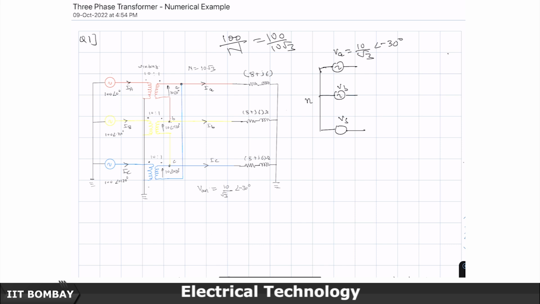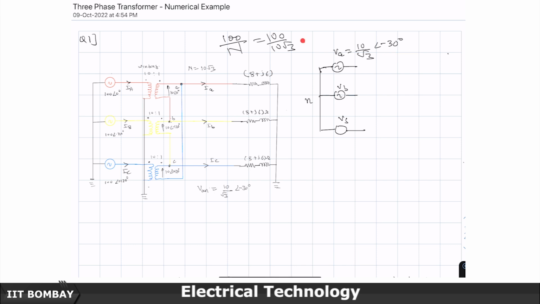Alternately, the same thing you can also say that, okay, this is 100 volts phase to neutral, so 100 by 10 is 10, that is the line to line voltage on the delta side. So if the line to line is 10 and it is an equivalent star, then the line to neutral would be 10 by √3 minus 30 degrees.